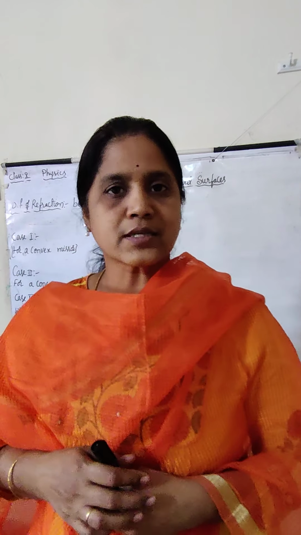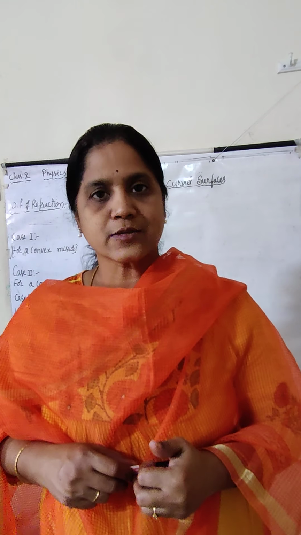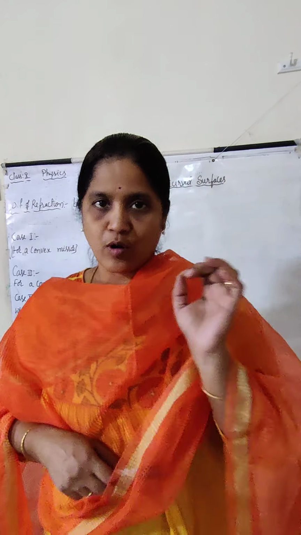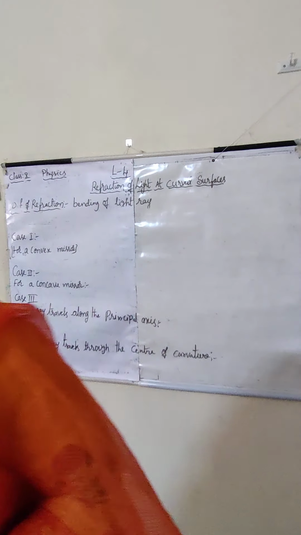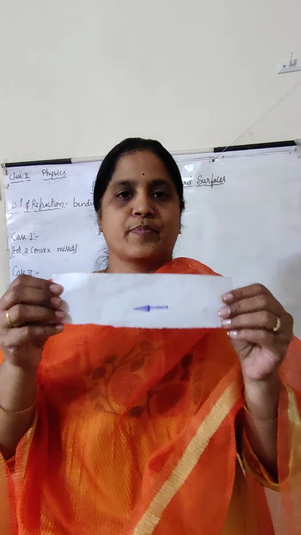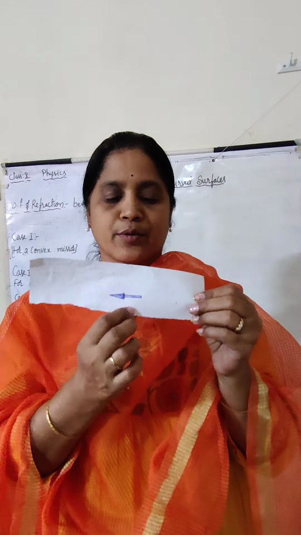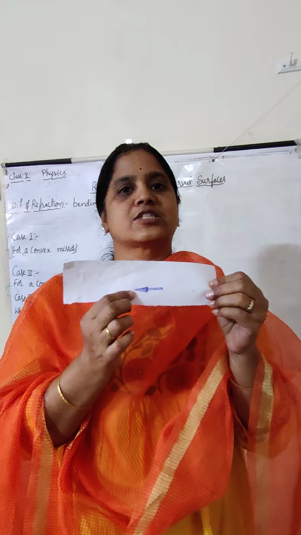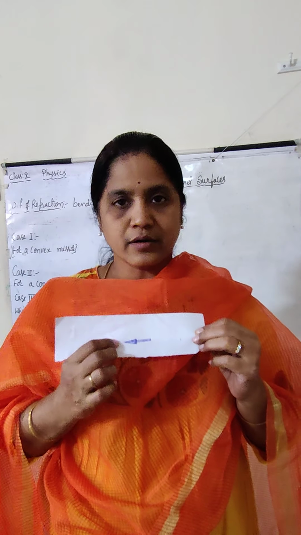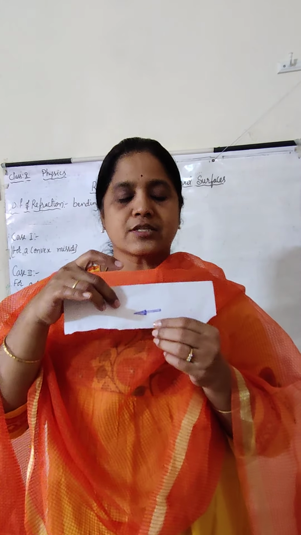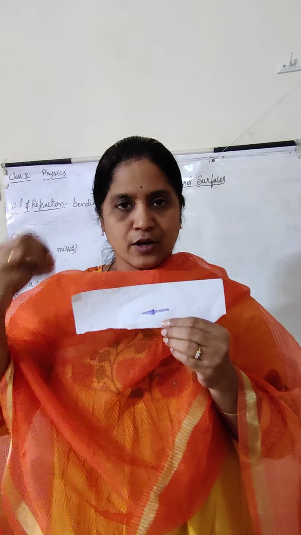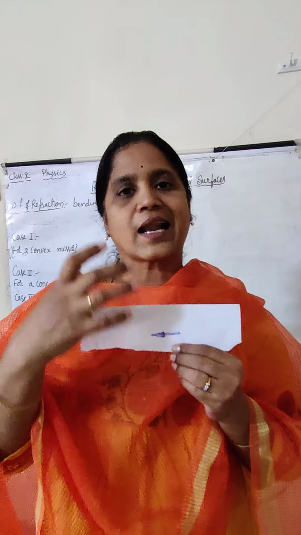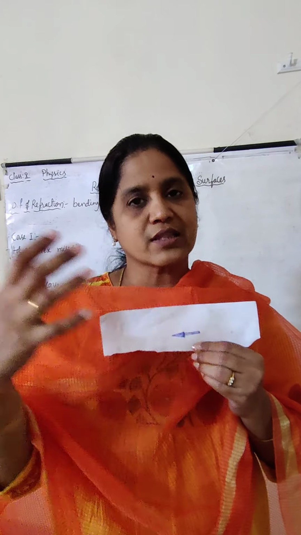Now, one more example I will explain. To explain the refraction of light, I have to do a small activity. I'm taking one paper and I drew an arrow. Find out which side the head of the arrow is on. Here, the head of the arrow is on my right side. Now we'll find out the image of this arrow through a glass tumbler which has a curved surface.